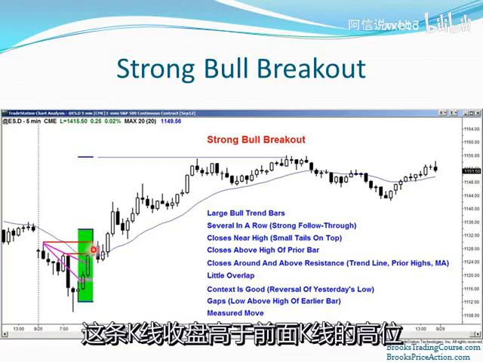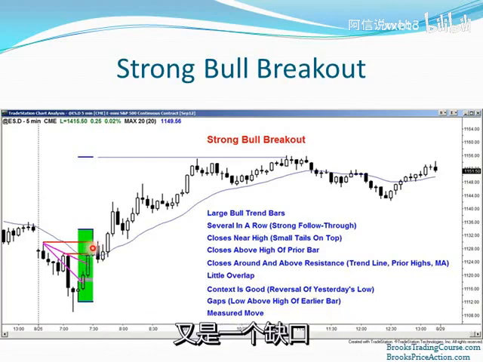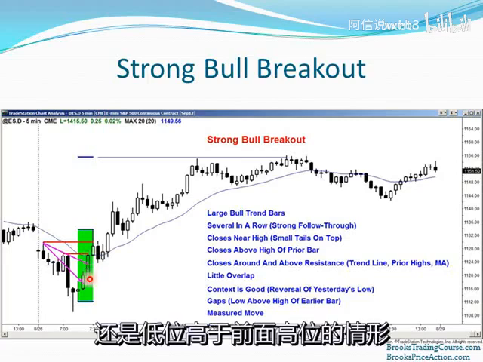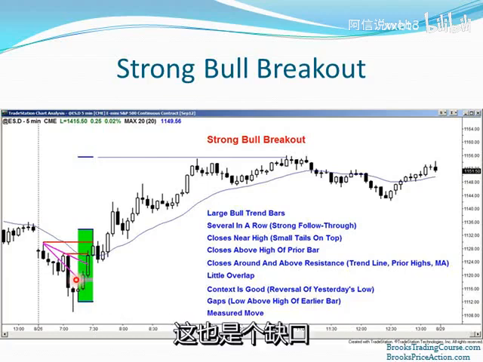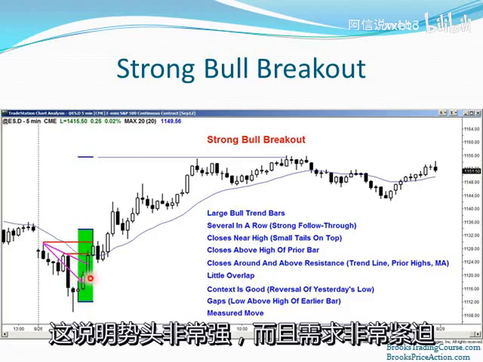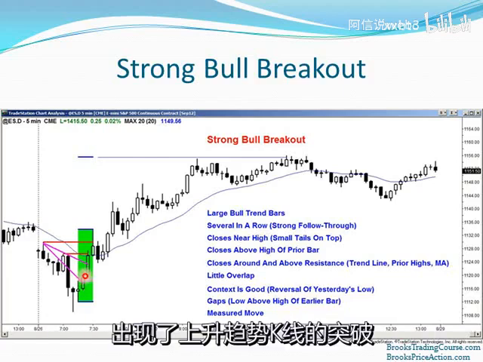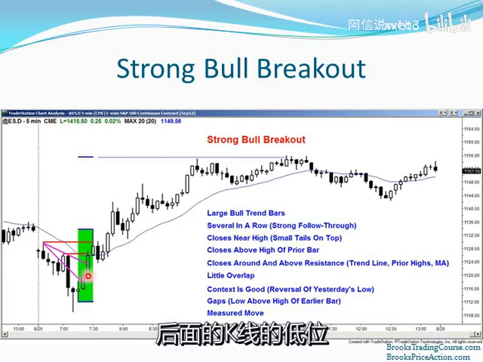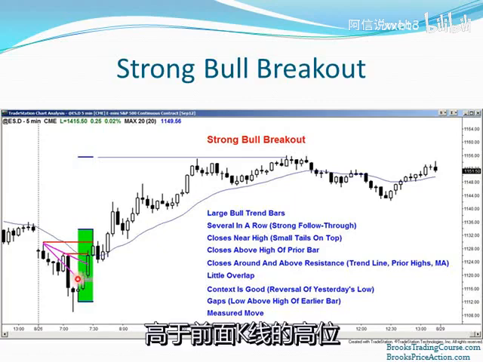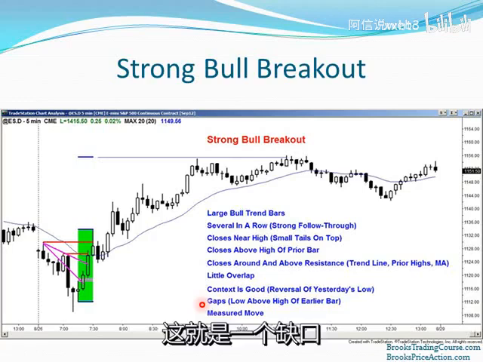So that is a gap. This bar closed above this high. That's another gap. There's also a low above the high of the bar before this bull bar. So that is a gap. That's a sign of exceptional strength and urgency. You have a bull trend bar, a breakout, and the low of the bar following it stayed above the high of the bar before it. So that's a gap over here.